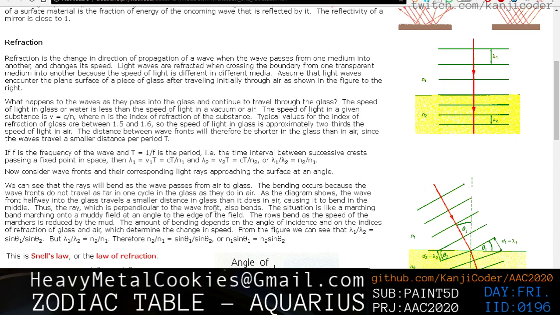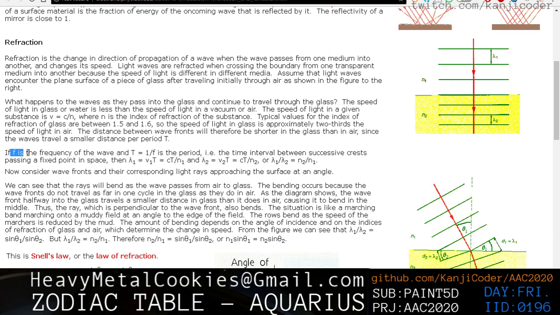What happens to the waves as they pass through the glass and continue to travel through the glass? The speed of light in glass or water is less than the speed of light in vacuum or air. The speed of light in a given substance is v equals c divided by n, where n is the index of refraction of the substance. Typical values for the index of refraction of glass are between 1.5 and 1.6, so the speed of light in glass is approximately 2/3 the speed of light in air. The distance between wave fronts will therefore be shorter in the glass than in the air, since the waves travel a smaller distance per period T.